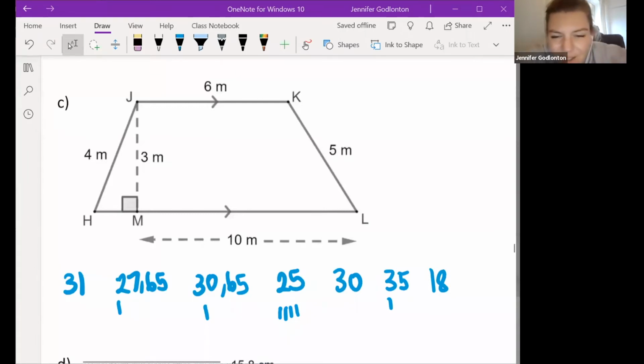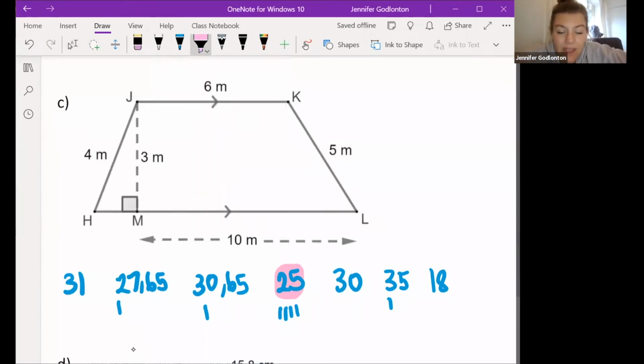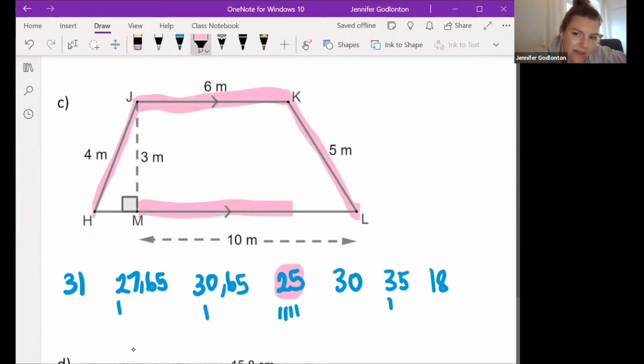Okay, let's talk about this answer. The answer that popped up the most frequently was this one here, which is 25. 25 is wrong. I'm going to show you why. If you said 25, you took the one side over here, the 4 meters, and you added the 6 meters. So this side here, 4 meters plus 6 meters plus 5 meters plus 10 meters. Okay, so that's what gave you your 25. That's not the perimeter of my shape though.